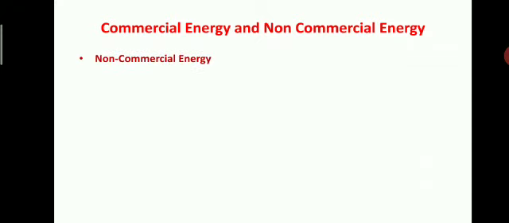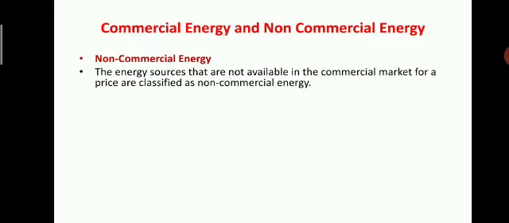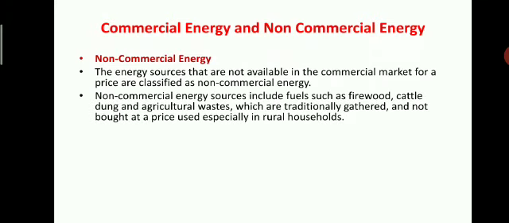Non-commercial energy. The energy sources that are not available in the commercial market for a price are classified as non-commercial energy. They are not easily found in the market.